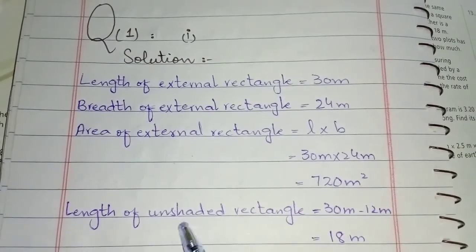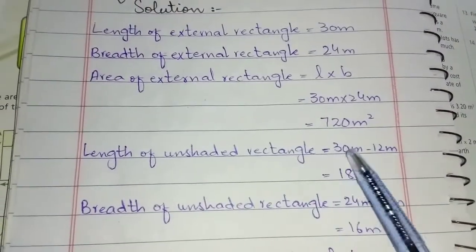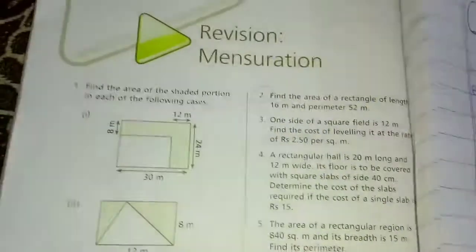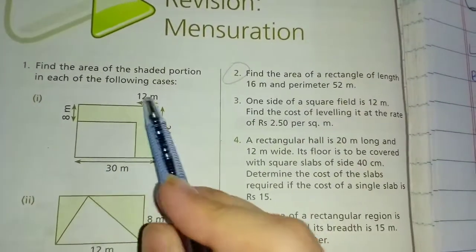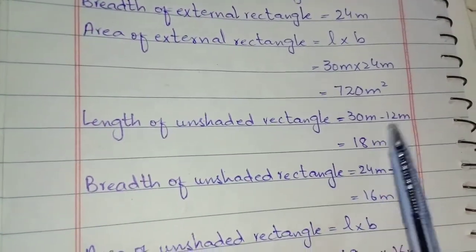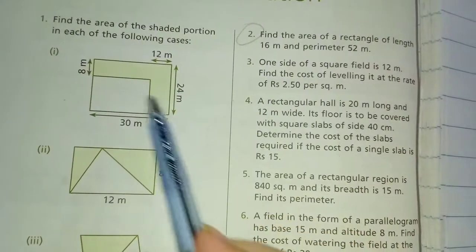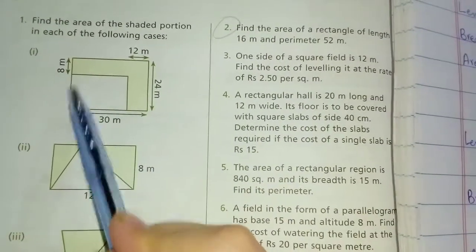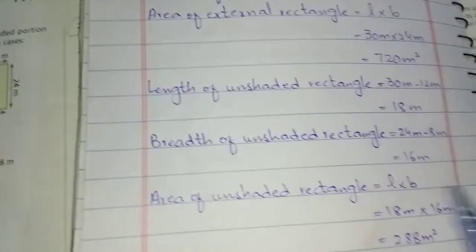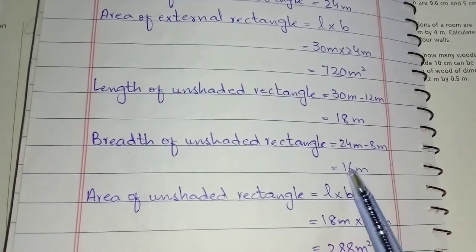Now we have to find the length of the unshaded rectangle. Length of unshaded rectangle is equal to 30 meter minus 12 meter. As I explained, 30 minus 12 is the length of this part. So length of unshaded rectangle is 30 meter minus 12 meter, that is equal to 18 meter. Now we have to find the breadth of the unshaded rectangle, that is equal to 24 minus 8, that is the length of this part. So breadth of unshaded rectangle is equal to 24 meter minus 8 meter, that is equal to 16 meter.